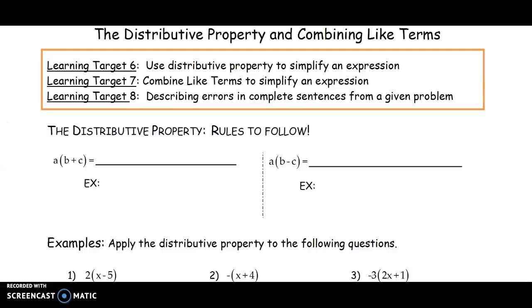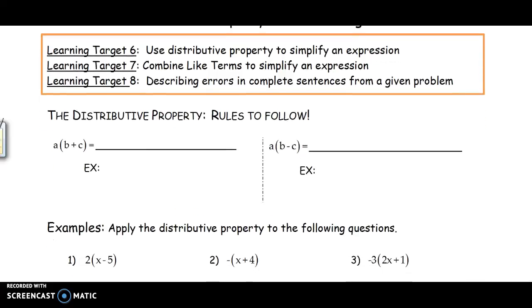What we are going to do today is talk about the distributive property and combining like terms. Now, this is all probably a little bit of a review for you guys, but we just want to make sure that we are covering all bases before we get into some more difficult topics. Okay, so the distributive property.